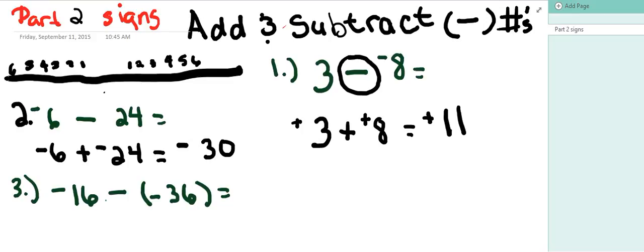Looking at this problem, we're going to apply the addition rules. In the addition rules, if you have a negative and a positive, you're going to keep the sign of the greater number. Which one has the greater number? 36. So we're going to make this a positive. And the rules also say you would subtract here. So there you go. Did you get it? It's going to be 20.